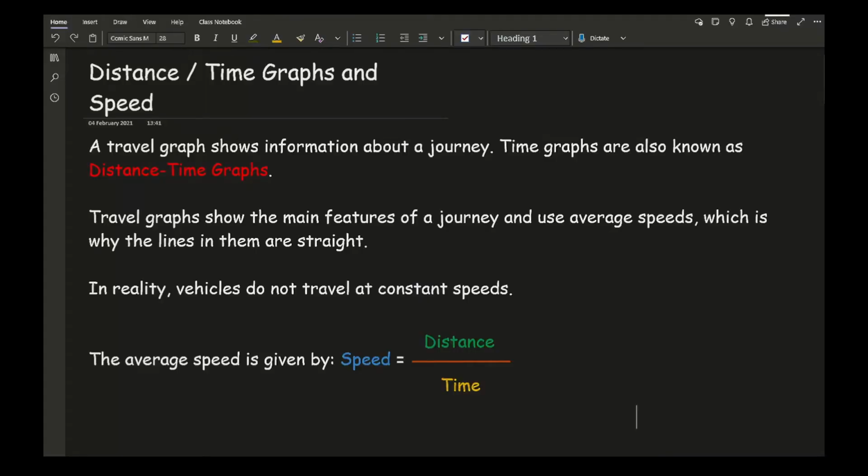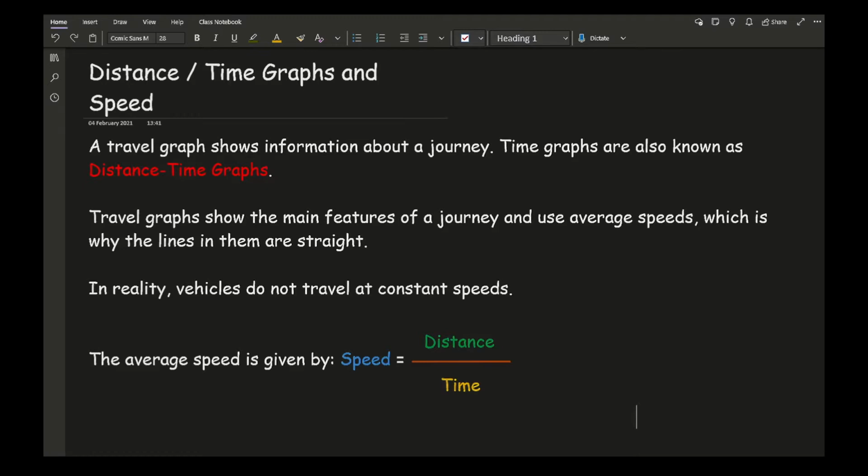Now, a travel graph shows information about a journey, and time graphs are also known as time distance graphs or distance time graphs. Travel graphs show the main features of a journey and use average speeds, which is why the lines in them are straight. In reality, vehicles do not travel at constant speeds, because they slow down when coming to the end of a road or speed up as they're leaving it. So rather than a massively curvy up and down graph, they just represent constant speeds rather than actual speeds.